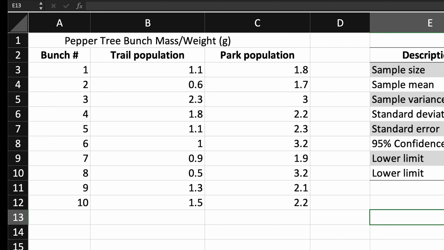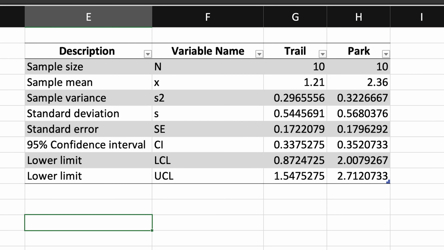From the 20 bunches that were selected to measure from both locations, the one with the greater average was the pepper trees from the park. They also showed the greatest variability.